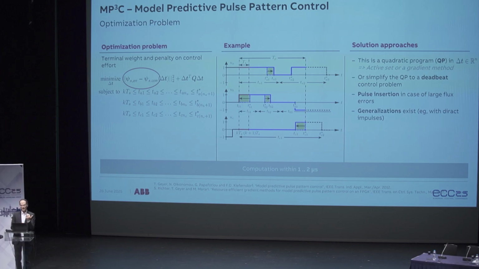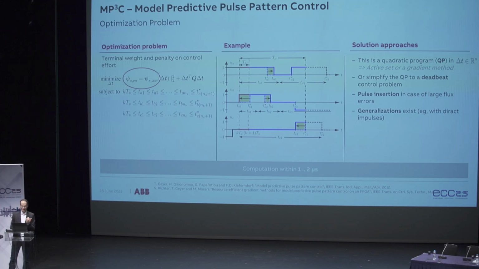Now, if you are really restricted and you're in a big transient, you might cheat. You might insert a switching transition that is suitable to you. You can insert pulses, but this is only to be used in rare cases. And there are very nice generalizations. So this is the very simplistic way.